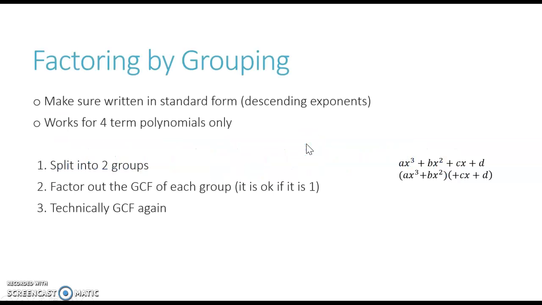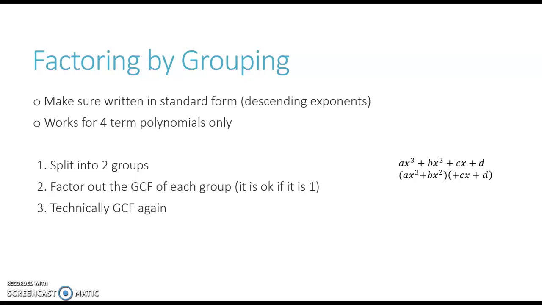All right, so here are your steps. Basically, for what we're doing right now, we need to make sure it's written in standard form. So that means x cubed, x squared, x, and then our constant. This works for a 4-term polynomial only. So we can't do it the way it's set up for a trinomial. That we'll get to when we get to trinomials. But it won't work for 5 or 6 terms. It only works for 4 terms.